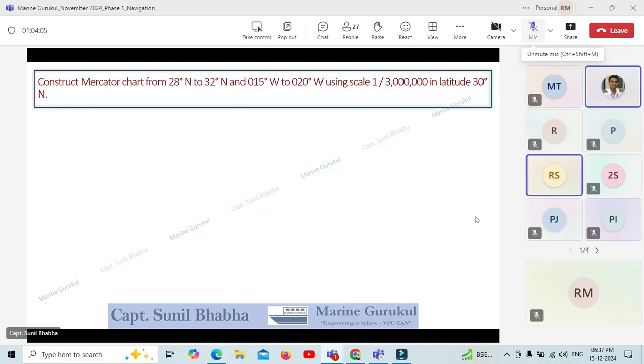The difference between DMP and MP. Meridional parts or MP will be for one particular latitude. Like you can have MP for 10 degrees north or MP for 20 degrees north. DMP is the difference. DMP will be between two particular latitudes. Like what is the DMP between 10 and 20 degrees north? So that is the difference between the two.